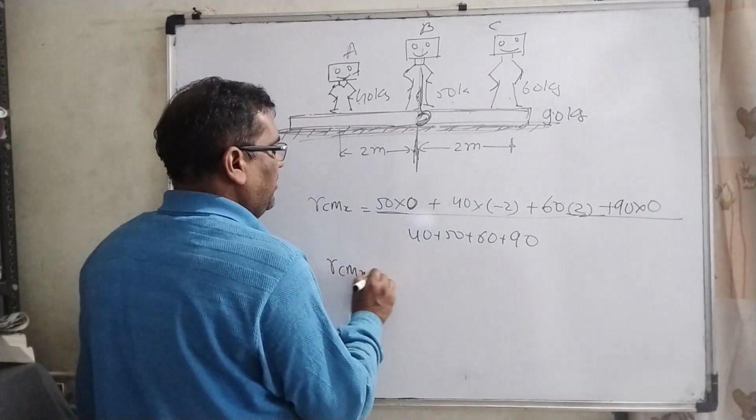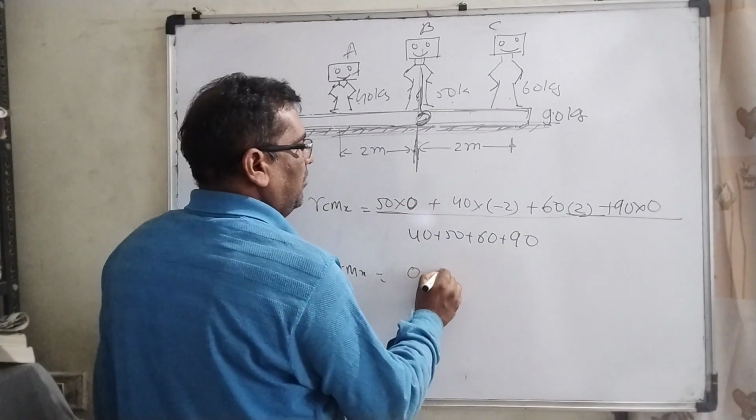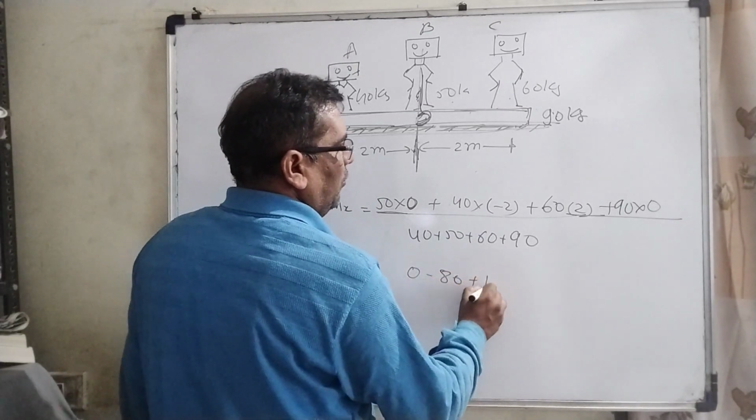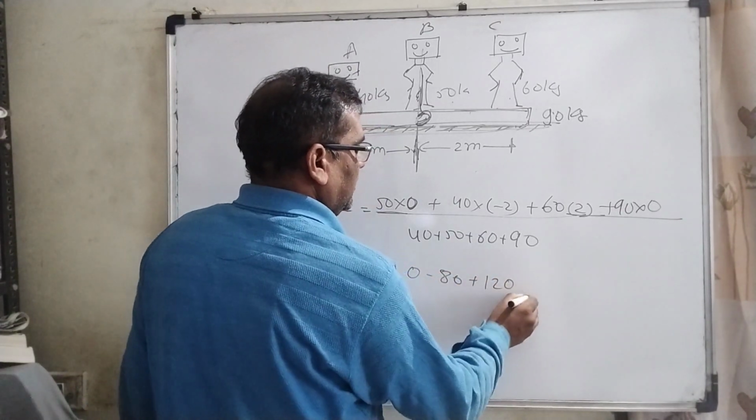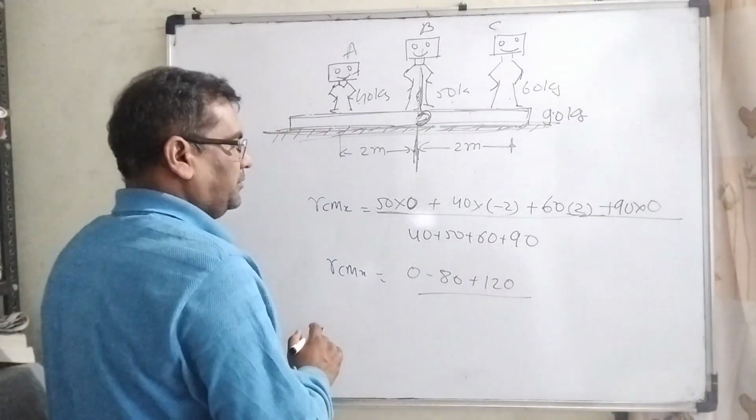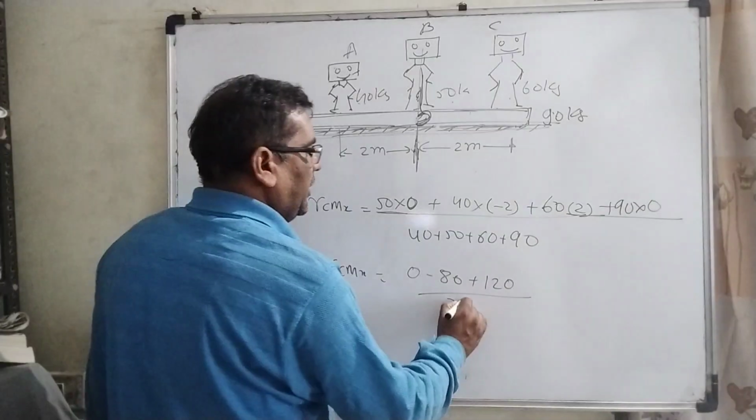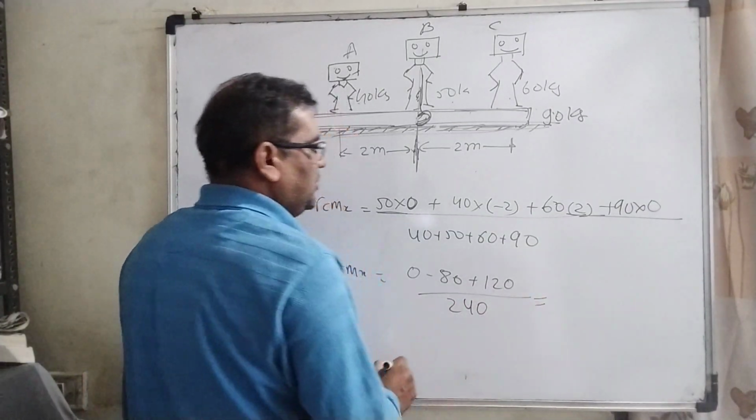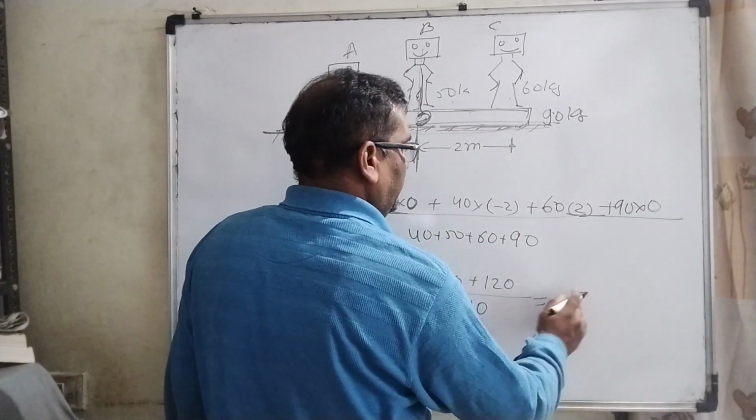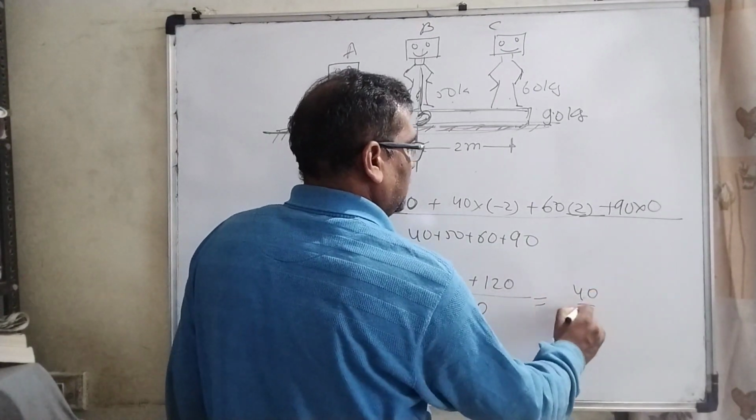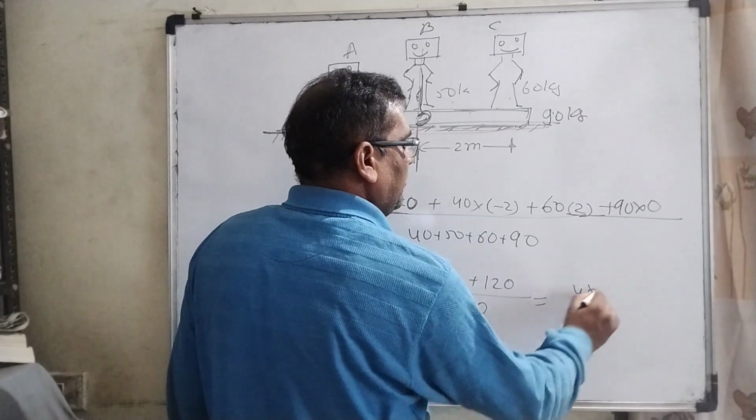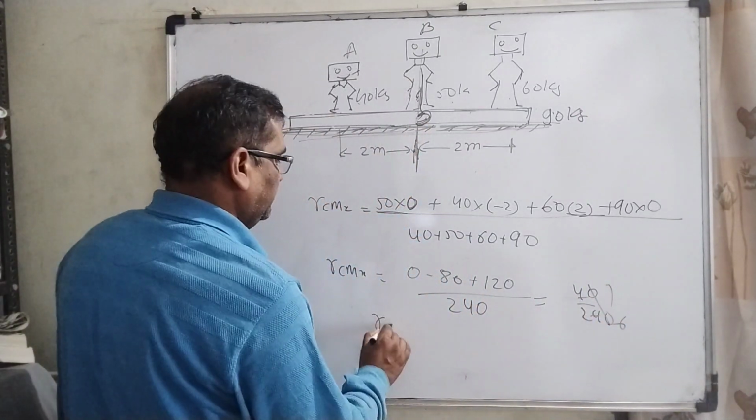Then our center of mass is 0, minus 80, 120 over 240. That is 40 upon 240. Then the center of mass is 1 by 6.